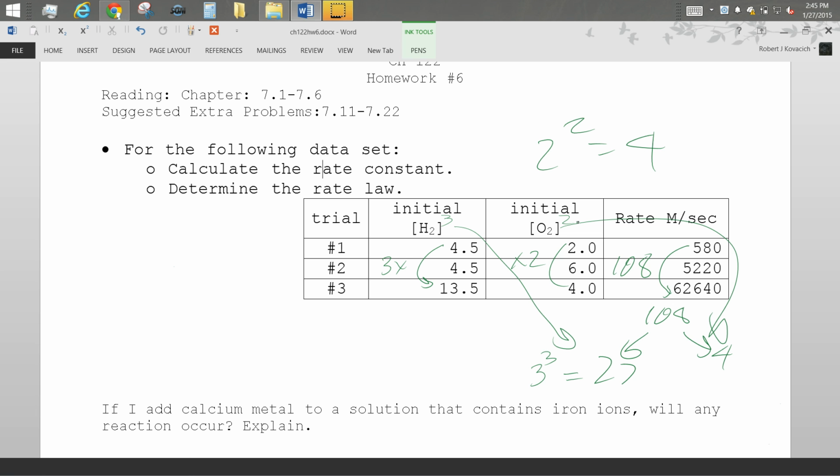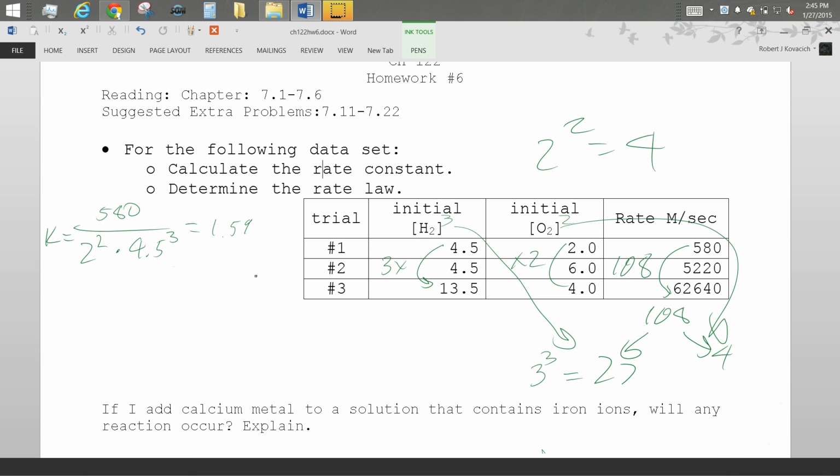Okay, so we're going to want to calculate out the rate constant. And so my rate constant is equal to rate, I'm just going to pick the first trial. So I'll say 580 divided by 2 squared times 4.5 cubed. Does anybody have that number? 1.59122. Say again? 1.59122. 1.59. Okay. How many sig figs do we have?